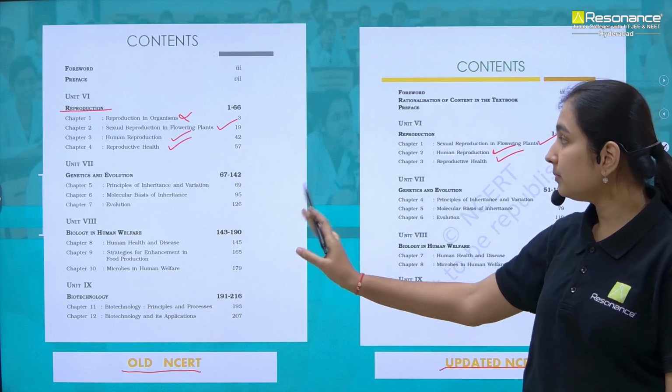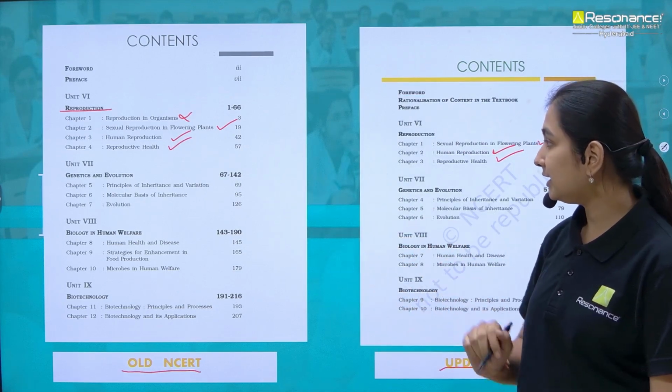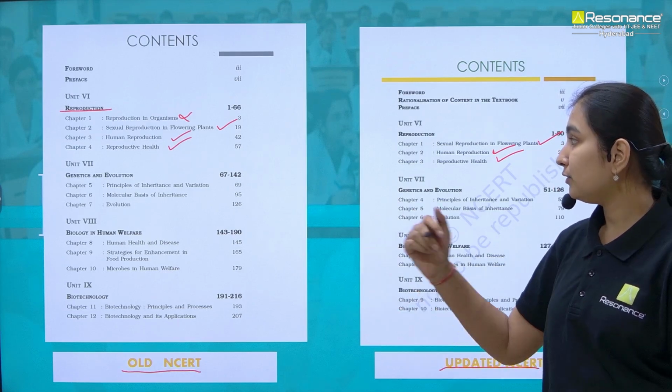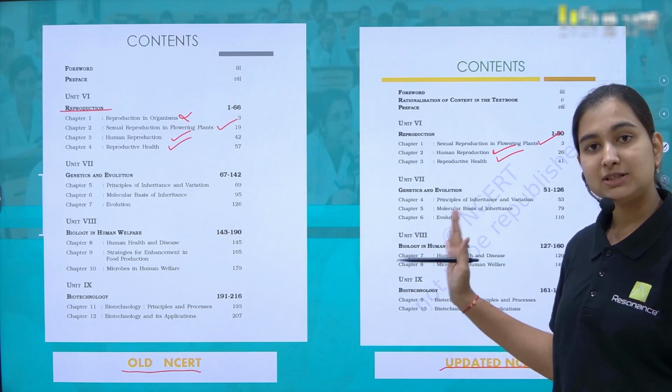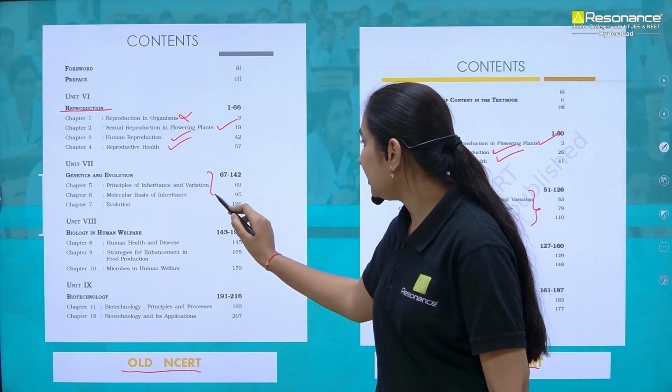Now talking about the next, genetics and evolution, we have 3 chapters: principles of inheritance and variation, the very important chapter, molecular basis of inheritance, and evolution. The same chapters are here, there is no change in this unit, genetics and evolution.